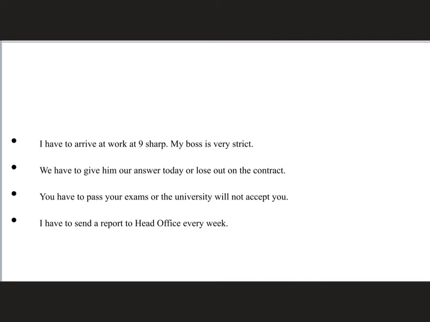Let's look at these examples. I have to arrive at work at 9 sharp. My boss is very strict. We have to give him our answers today or lose out on the contract. You have to pass your exams or the university will not accept you. I have to send a report to head office every week. Okay, it's not my obligation. This obligation is imposed upon me.